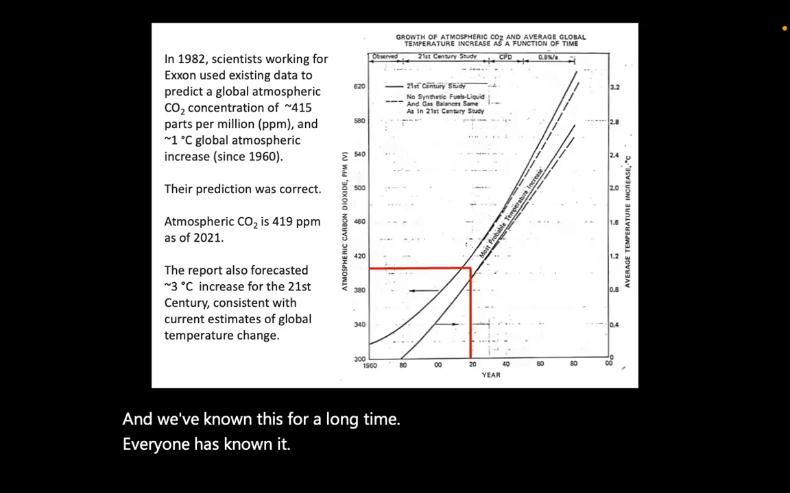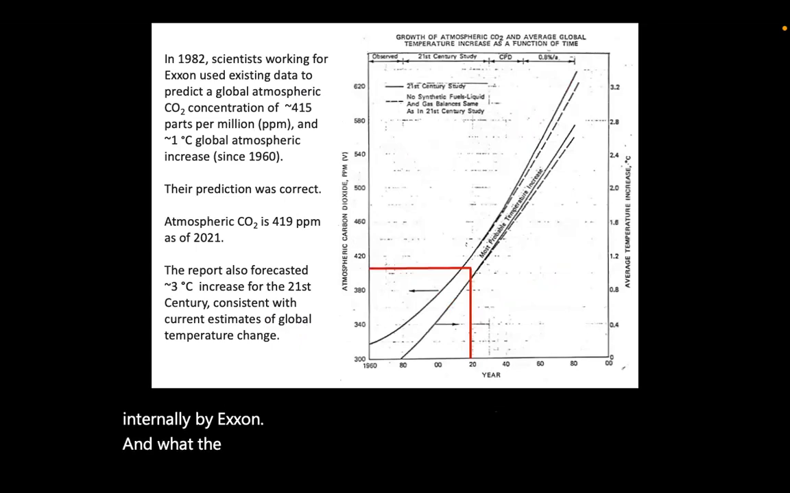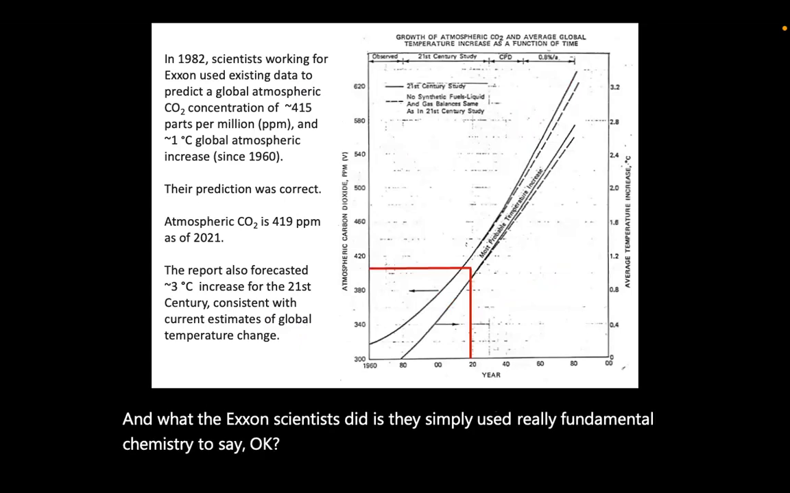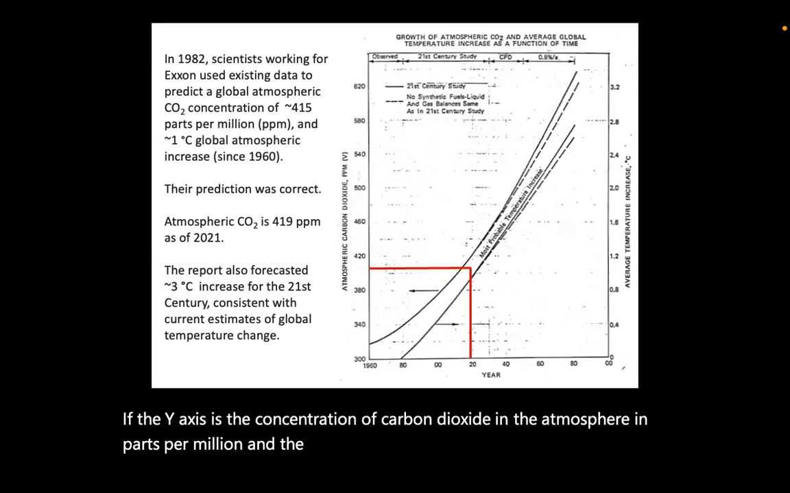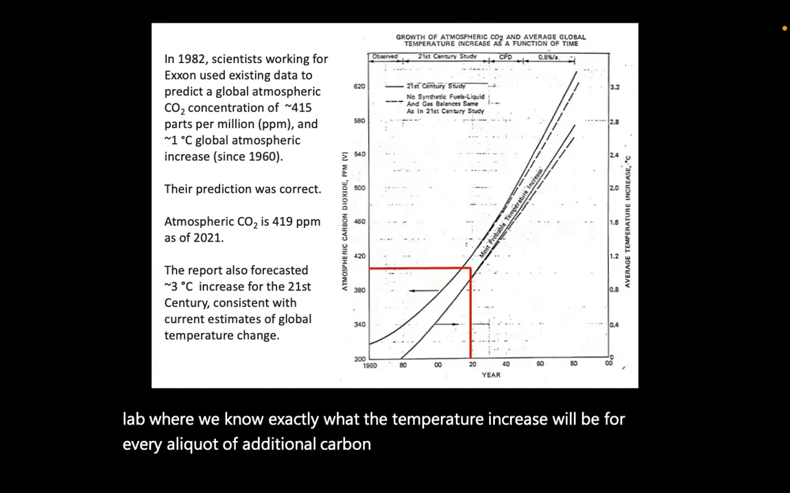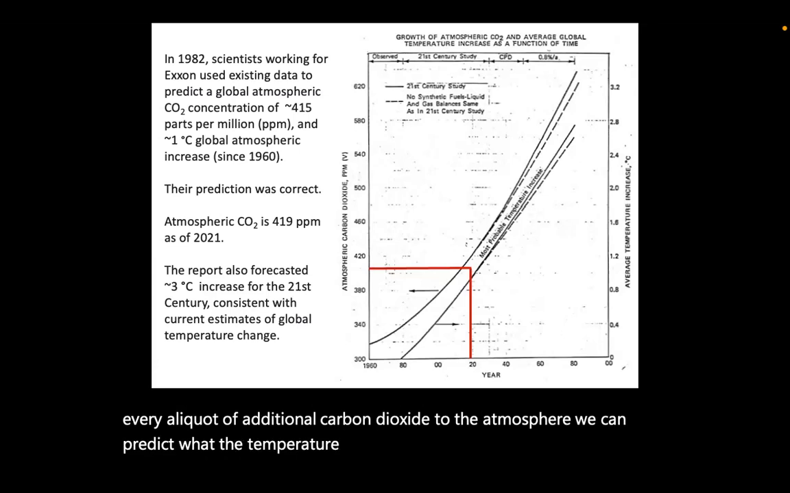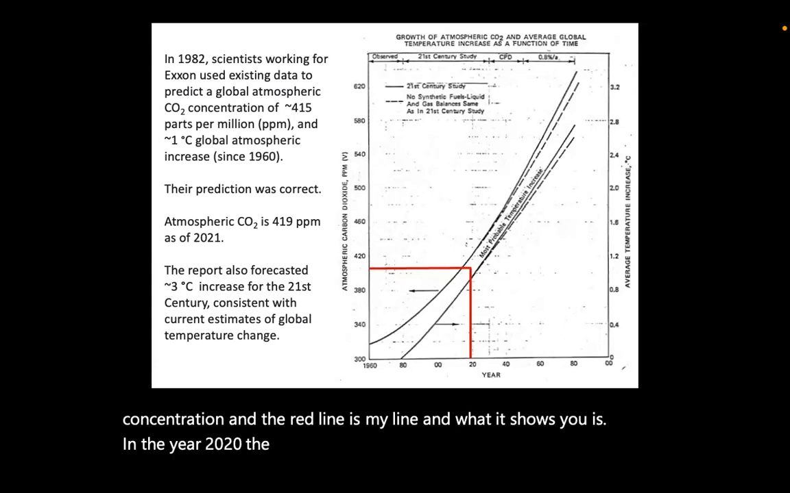Everyone has known it. This is a data plot taken from what was then a confidential study done internally by Exxon. And what the Exxon scientists did is they simply used really fundamental chemistry to say, okay, if the y-axis is the concentration of carbon dioxide in the atmosphere in parts per million, and the x-axis is year, and we can do experiments in the lab where we know exactly what the temperature increase will be for every aliquot of additional carbon dioxide to the atmosphere, we can predict what the temperature will be at a given carbon dioxide concentration. And the red line is my line. And what it shows you is, in the year 2020, the Exxon scientists were spot on.